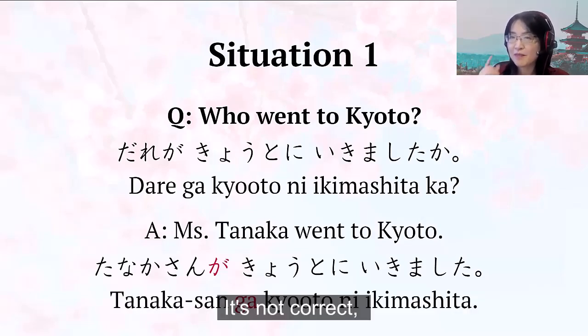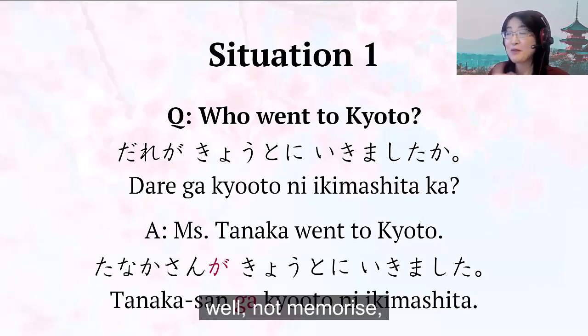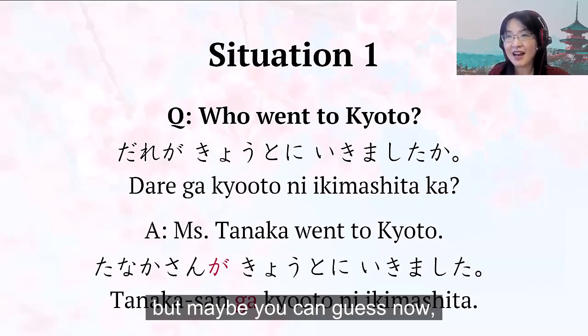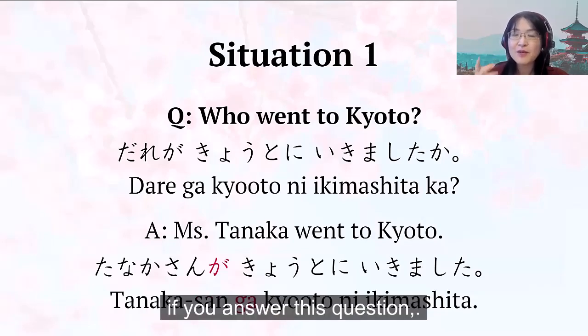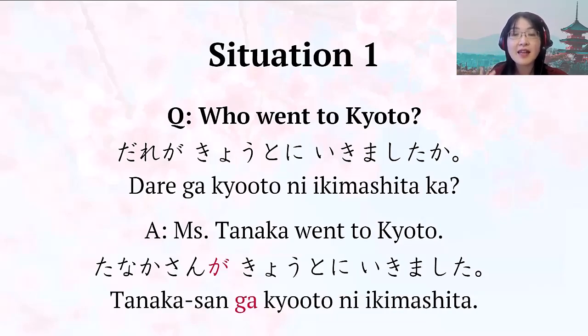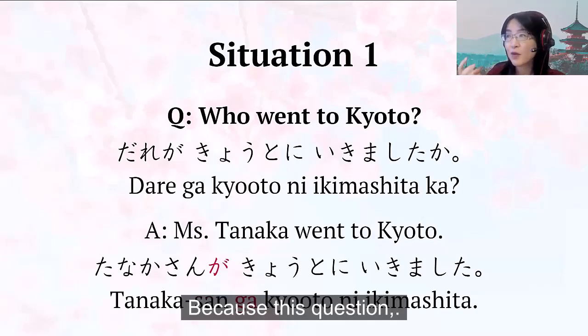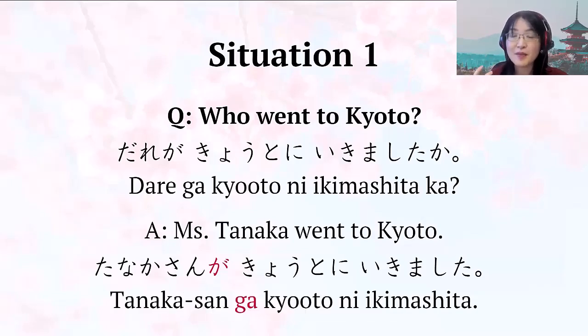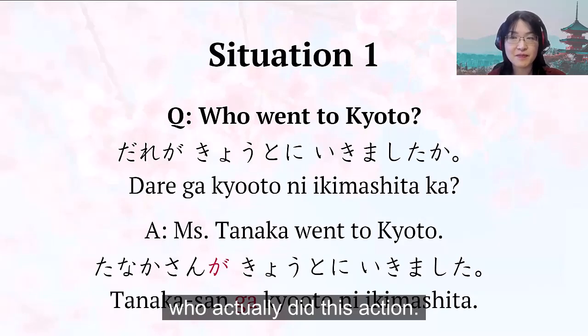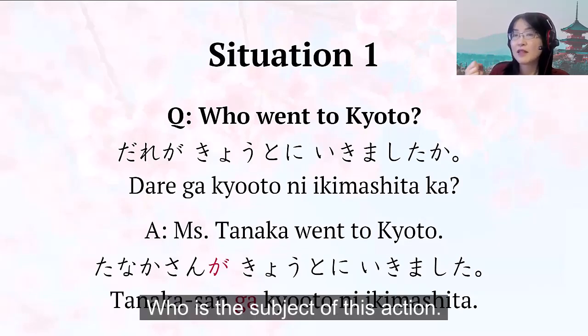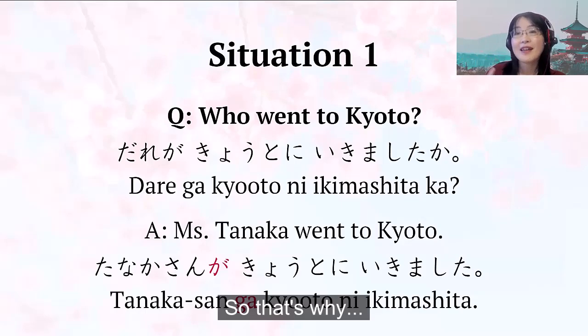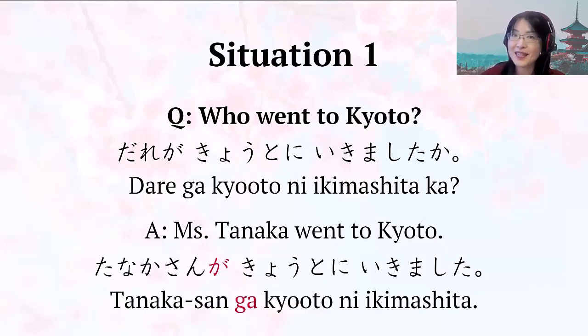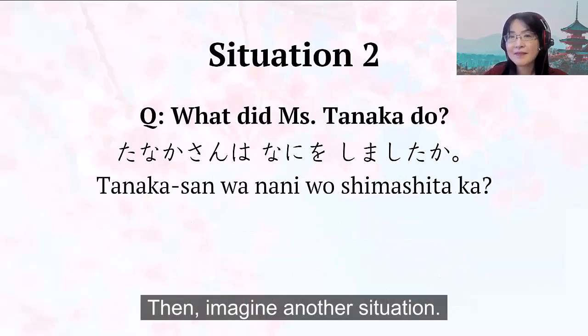Please memorize. Well, not memorize, but maybe you can guess. Now, it's not correct if you answer this question with 田中さんは京都に行きました. It's wrong, okay? Because this question, 誰が京都に行きましたか, asks who actually did this action, okay? Who is the subject of this action? So that's why: 誰が? 田中さんが京都に行きました.